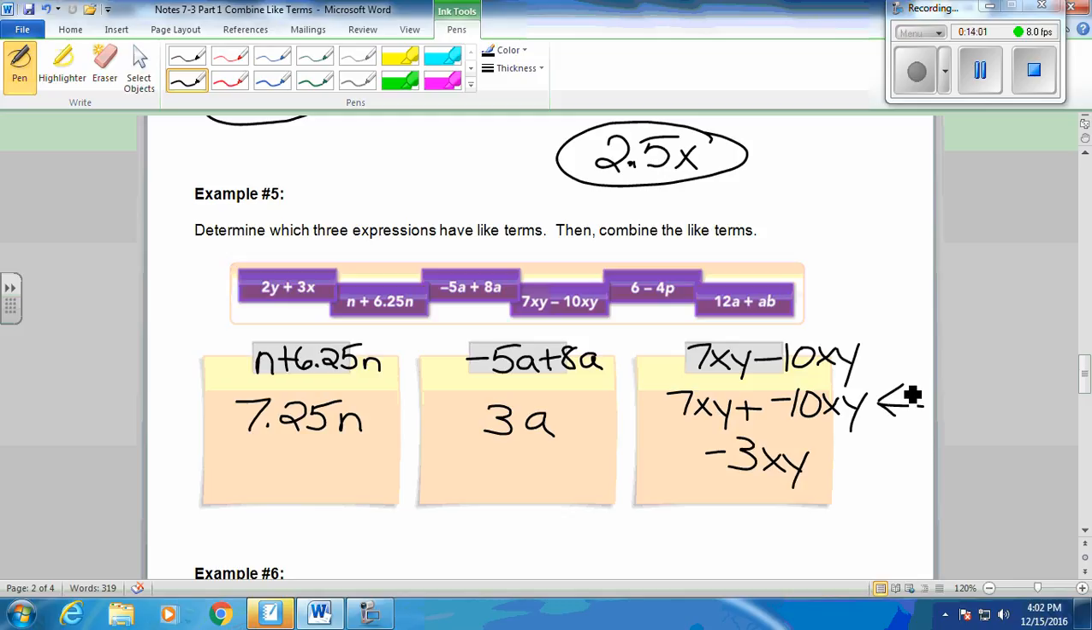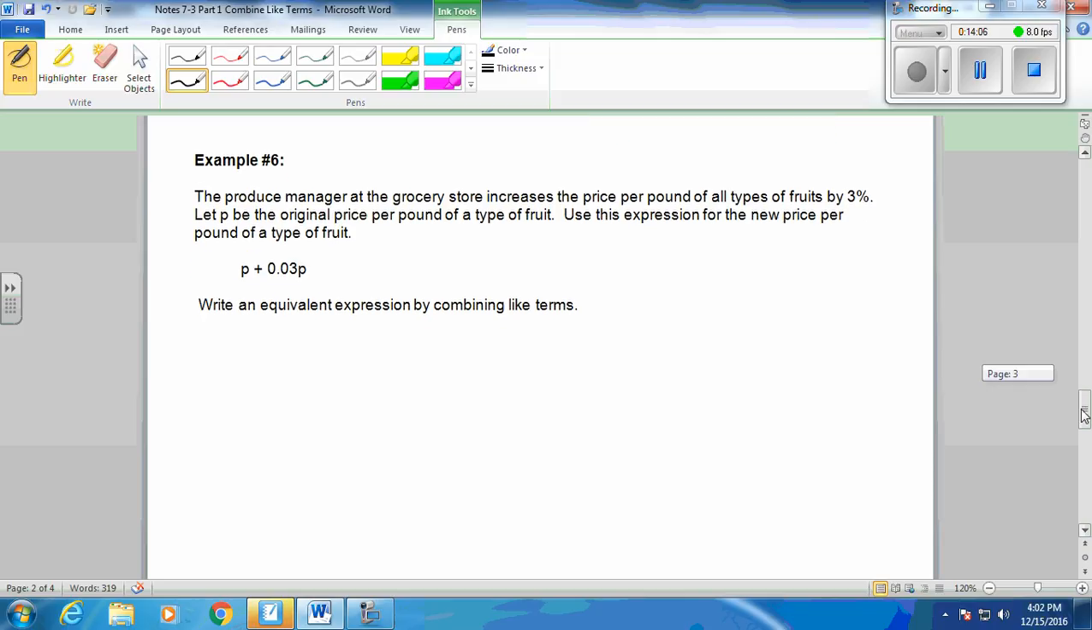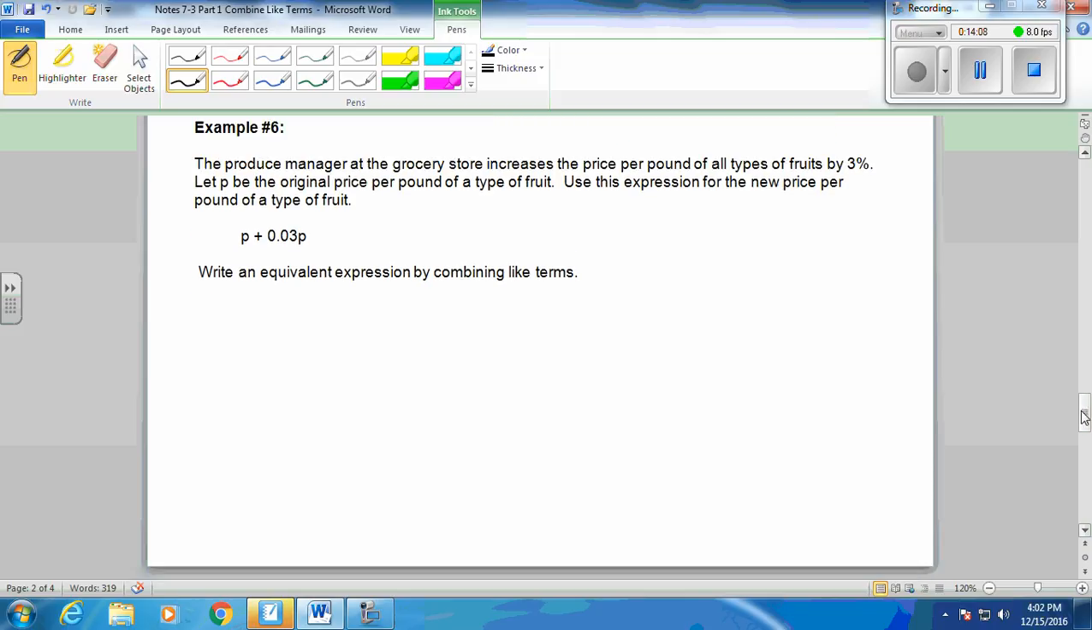Okay, we're going to do the next 2 examples together, and then I will let you do number 8 on your own. These ones are very similar to the state review questions that we did that I said we were going to start to go over. This one says that the produce manager at the grocery store increases the price per pound of all the types of fruits by 3%. Let P be the original price per pound of a type of fruit. Use this expression for the new price per pound of a type of fruit. And then what they want us to do after that is to write an equivalent expression by combining like terms.